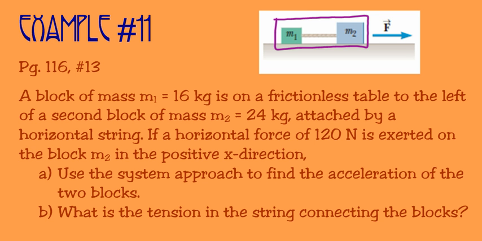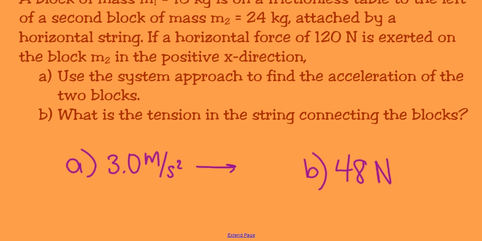Again, pause the video and try this problem. When you unpause, you will see the answers. The acceleration of the system is 3 meters per second squared, and that is to the right. And the tension in the rope is 48 newtons. You could consider that tension to be either to the right or to the left, depending on whether you're looking at block 1 or block 2.